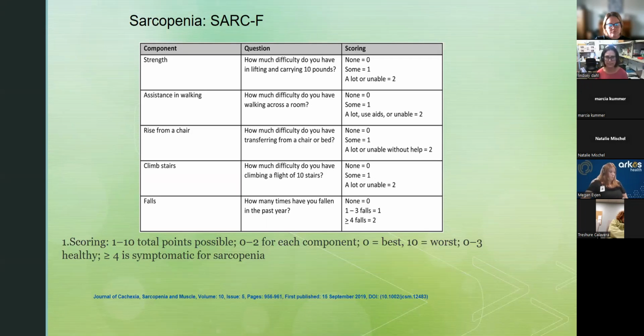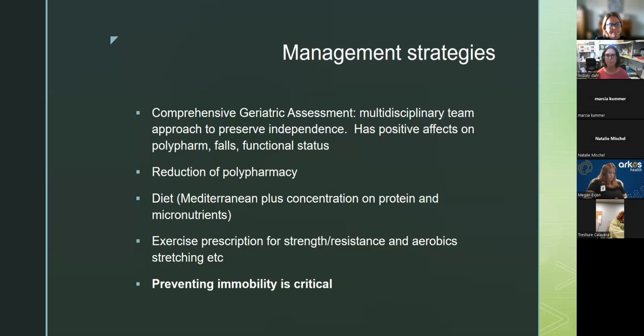And so obviously, you're doing best if you have 0 points, and you're doing worst if you have the highest points. So greater than 4 on the scale means you likely have sarcopenia. So these are different tools to have in the back of your mind when you're trying to diagnose frailty.